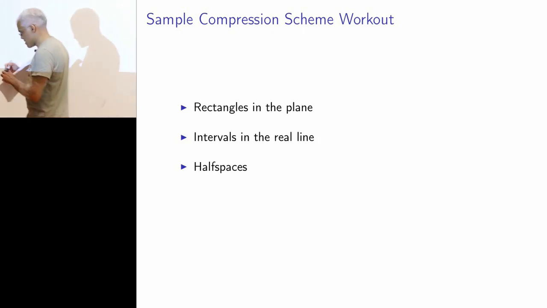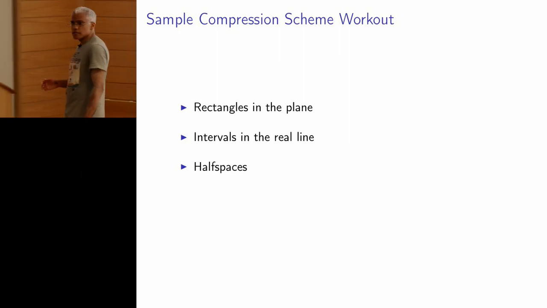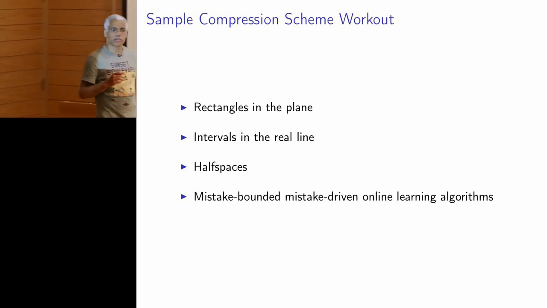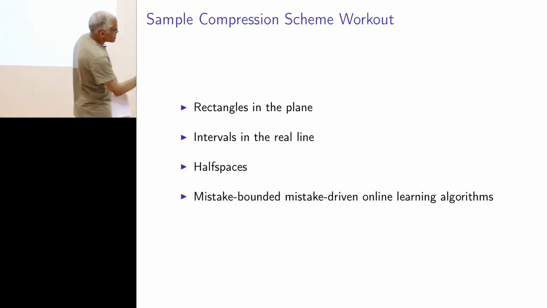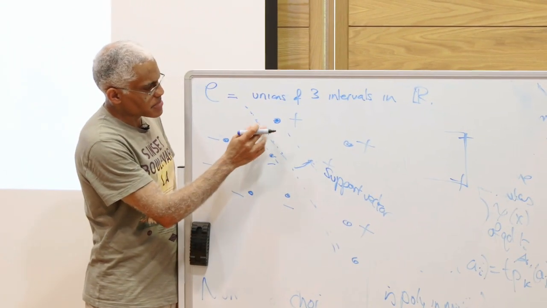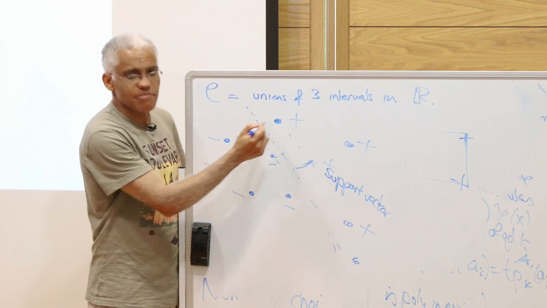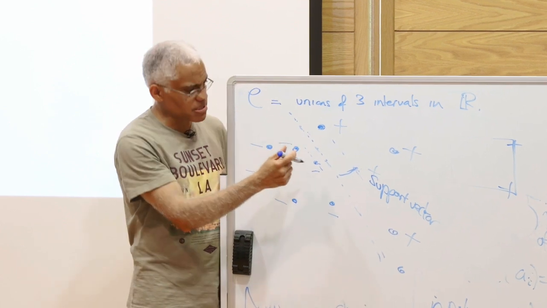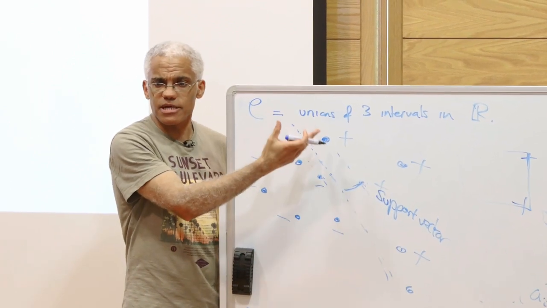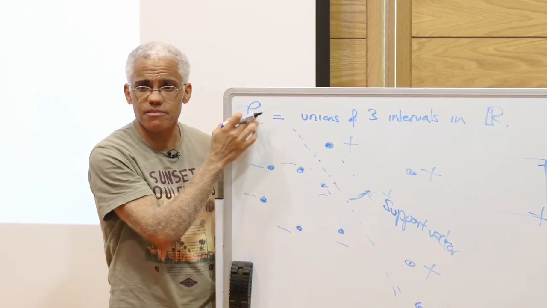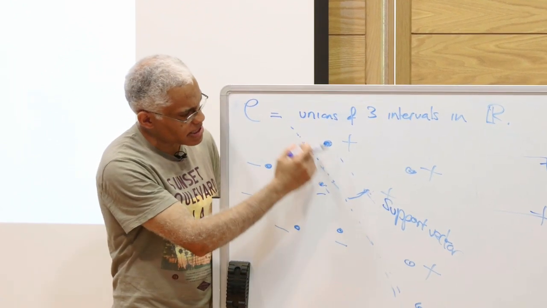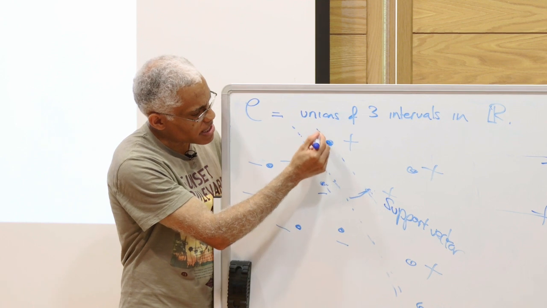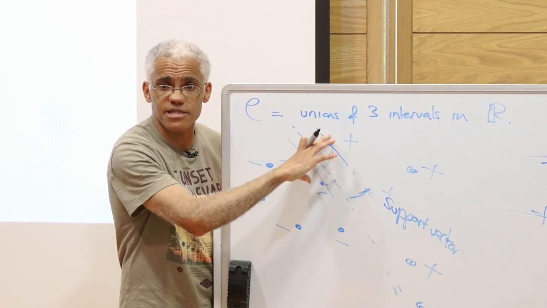So this is a subset of... sorry? What is the subset of the sample that you compress? Yeah, the subset of the sample is the support vectors of the maximum margin classifier. So you have a sample. There exists a linear classifier that has maximum margin. We know the sample is linearly separable because it was labeled by some linear classifier. So there exists a linear classifier, and in particular, there exists one of maximum margin. And for such a classifier, the points that are exactly on these margins are the support vectors.